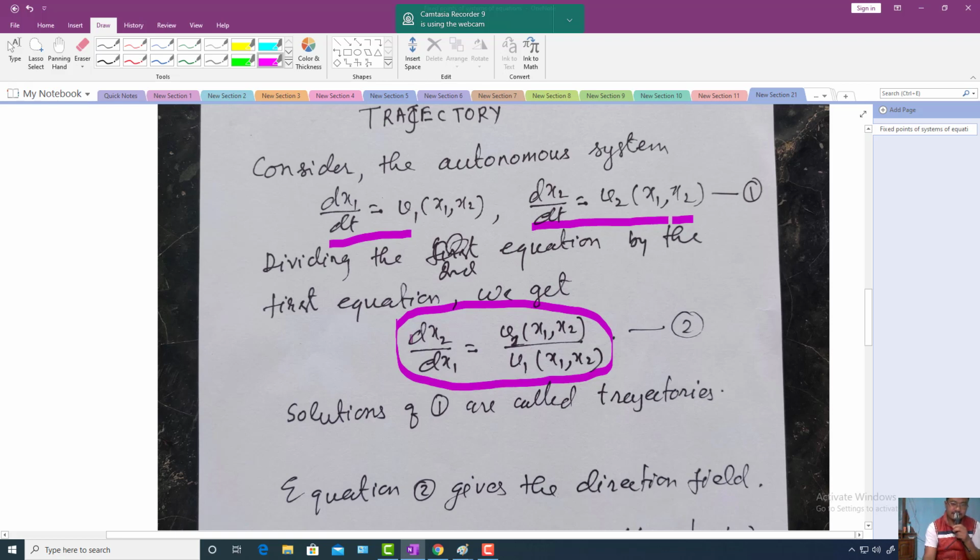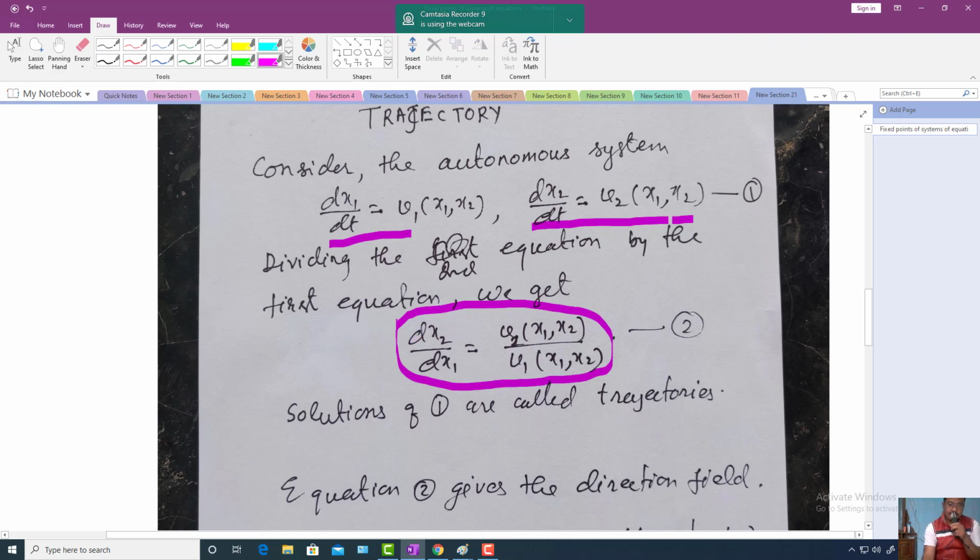Such a differential equation looks simple but may not be possible to solve. You have to use a computer to solve that one, a numerical solution. I have already told you how to find the direction field, and how the direction field helps to understand the motion of the system, the dynamical behavior of the system.